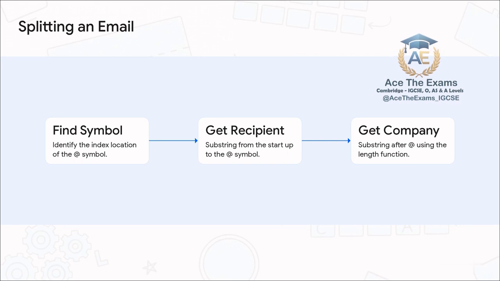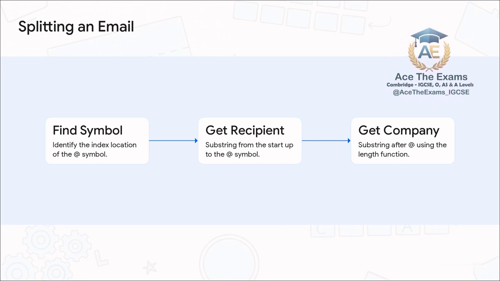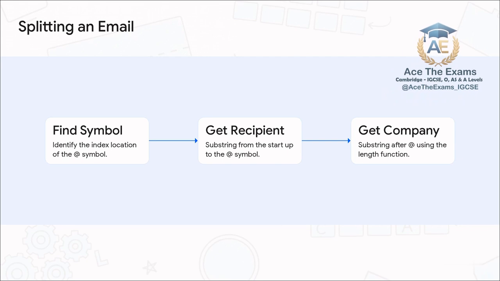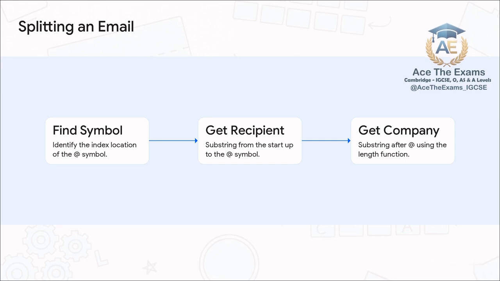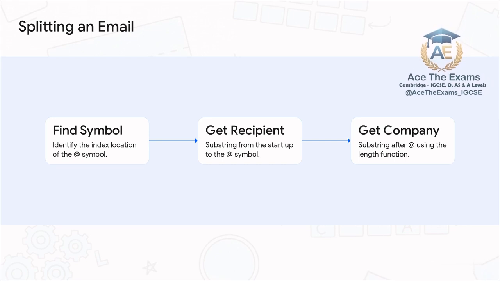You calculate the total length of the email and subtract the index of the @ symbol plus 1. That little bit of math gives you the exact number of characters needed for the domain, no matter how long the email is. It's a really beautiful piece of logic when you put it all together.